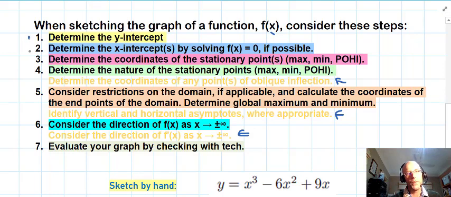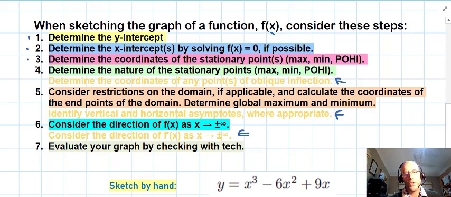You've done that before. Determine the x-intercept or intercepts, it's variable how many there are, by solving f of x equals 0. And you must have done that in the past if you're watching a video about this. Now, you could be unlucky and not get any intercepts if it's not possible to solve it. That happens sometimes and just makes it a little bit harder because there are some points you don't have.